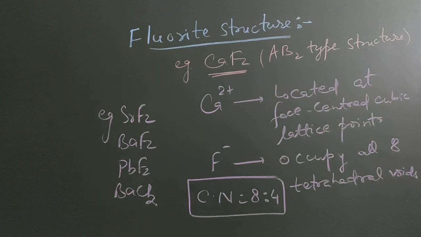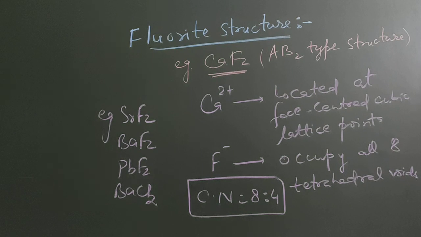Now let's see the fluorite structure. One of the most important examples of fluorite structure is calcium fluoride, CaF2. It has an AB2 type structure in which calcium ions are located at face-centered cubic lattice points, and fluoride ions occupy all 8 tetrahedral voids. The coordination number of CaF2 is 8:4.